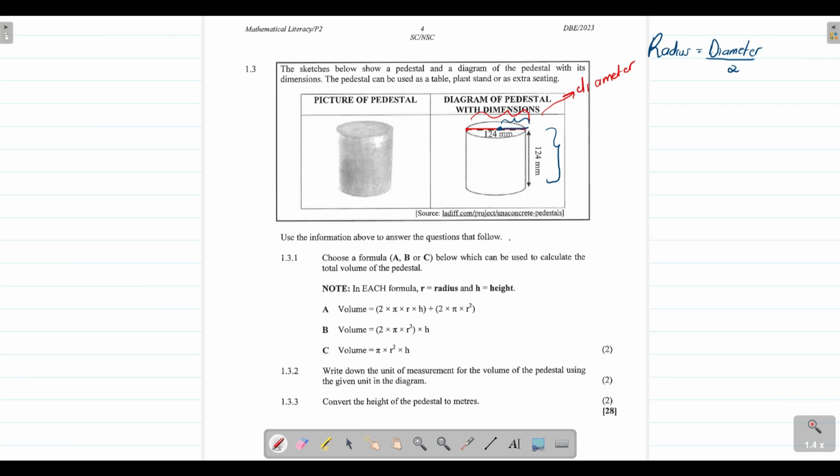Okay, so when we calculate volume, guys, remember, this is just additional notes: volume is equal to the area multiplied by height. So how would we go about calculating the volume of a cylindrical container? So you have your cylinder here.